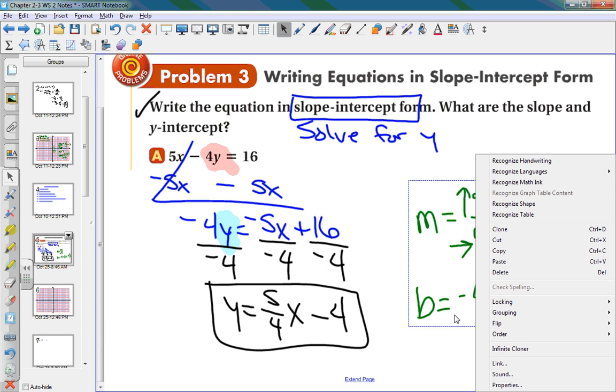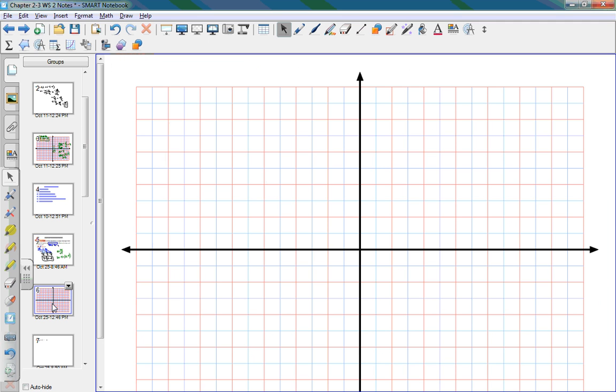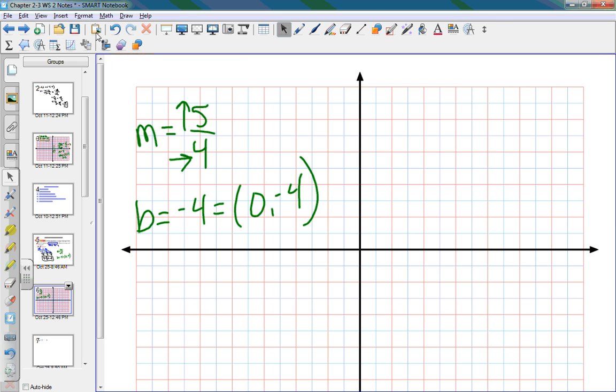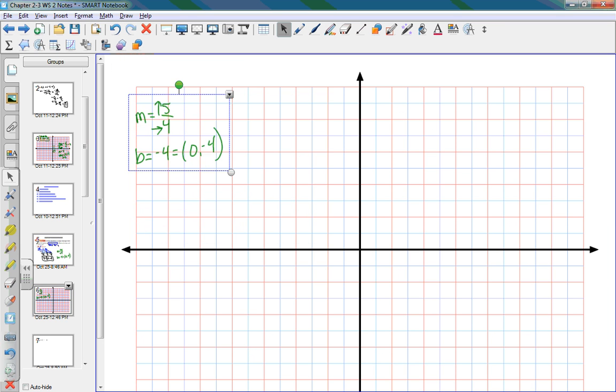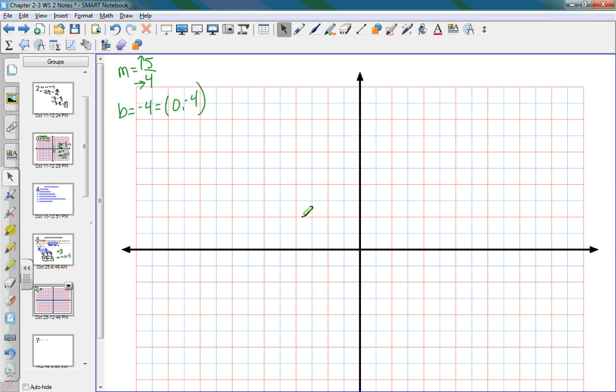And I'm going to copy this. Then I'm going to come over here and I'm going to paste. And now I'm going to graph my line. So how do I go about graphing my line? What do I have to graph first? I need to graph (0, -4). So I'm going to plot the point (0, -4), and from there, what am I going to do? I'm going to go up 5 units. 1, 2, 3, 4, 5, and then to the right 4. 1, 2, 3, 4. There's a point.